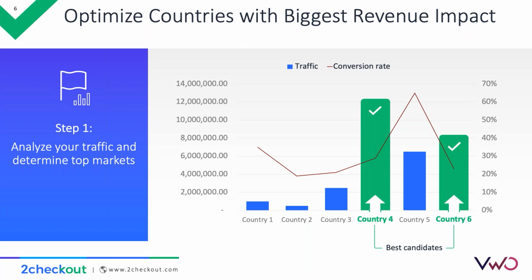In this chart here, I emphasize 2 countries from the example of 6 of them. The bars here are the amount of traffic you're receiving in those countries, and the line here is the conversion rate. So you can see we highlighted the 2 candidates with the highest traffic and the lowest conversion rate, because again, that's where you will be able to draw out most revenue from.